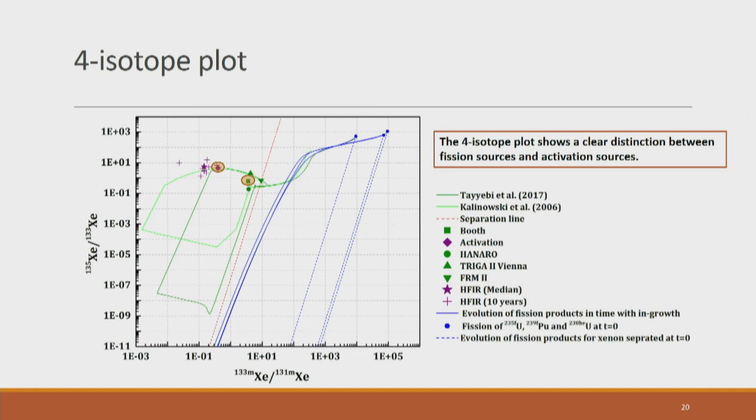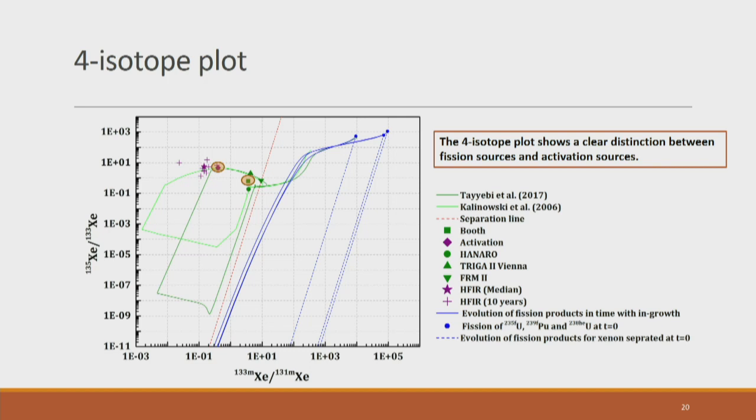And in the 4-isotope plots, we have 2 parts that are separated by this red line, which is the discrimination line. On the right side, we have the nuclear explosion events. On the left, we have the civil activities. These three green signs show the isotopic ratio for Hanaro, Vienna, and FRM2 reactors.